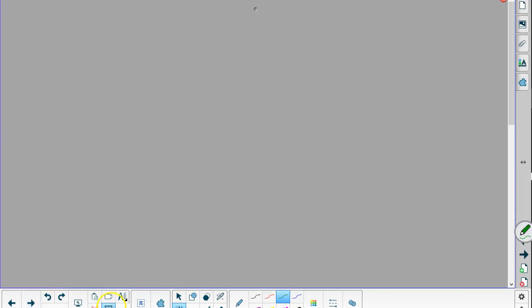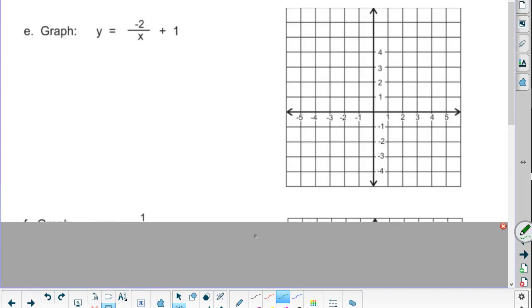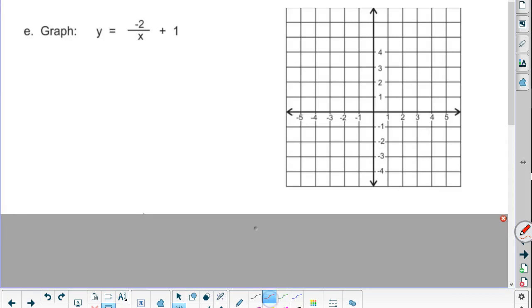All right, so next one. Notice the negative here. So this is going to be reflected about y equals 1. And you'll see that in a moment. Reflected about y equals 1.